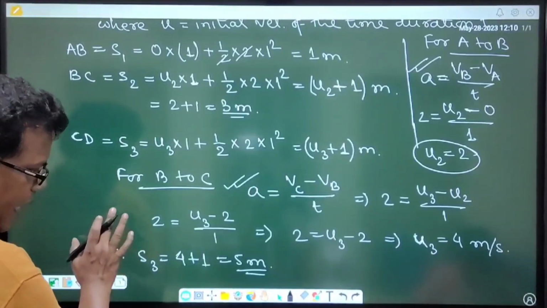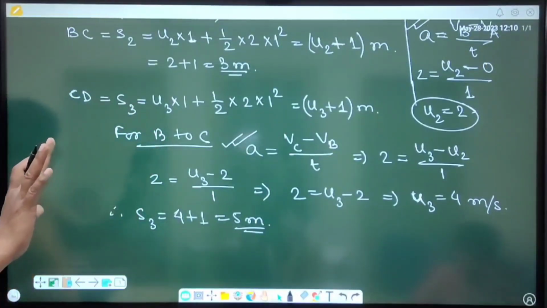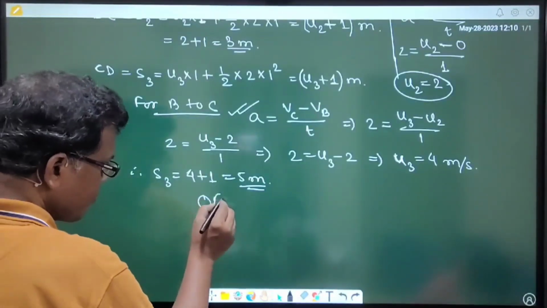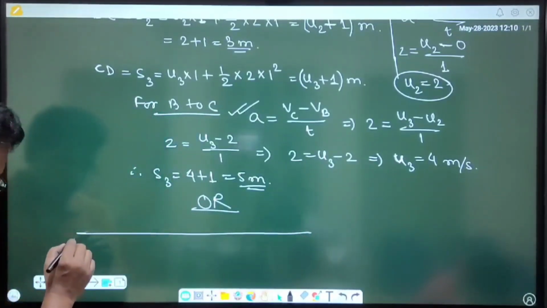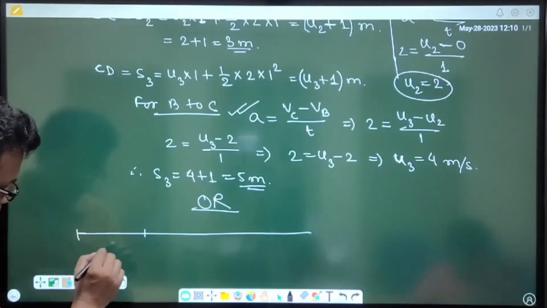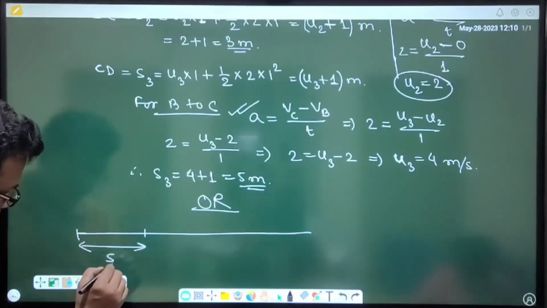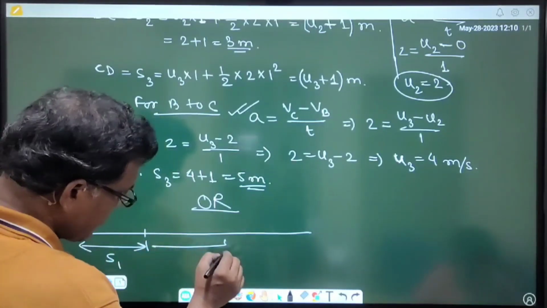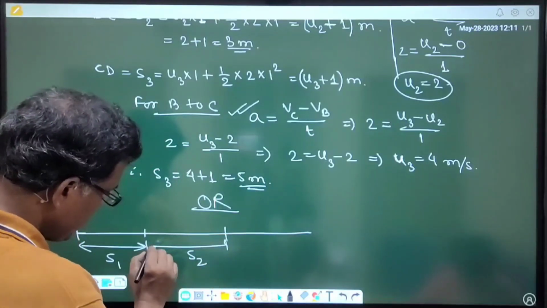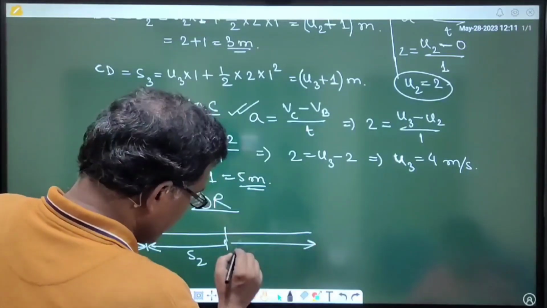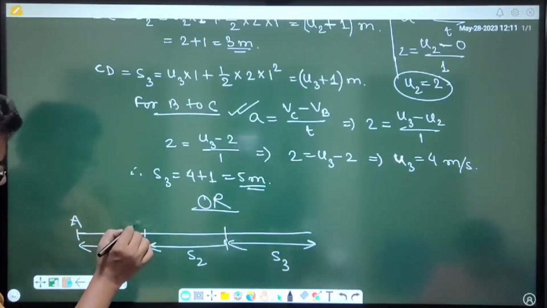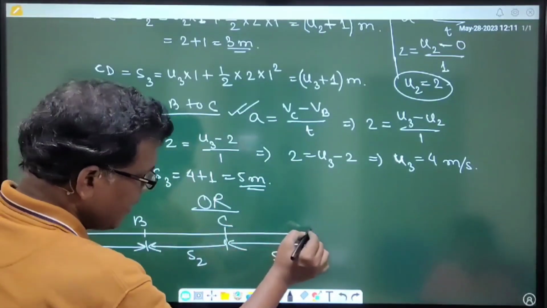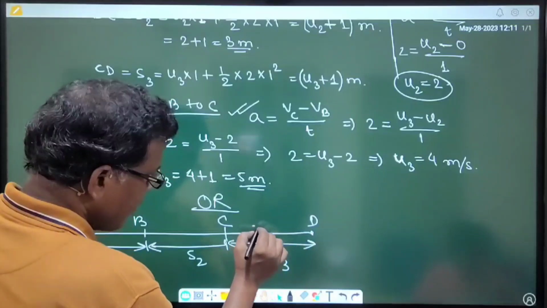Say another mechanism. Have you written this much? For example, this was my journey. Suppose this much was S1, this one was S2, and this one was S3. It was something like this. This was A, B, C, and D.